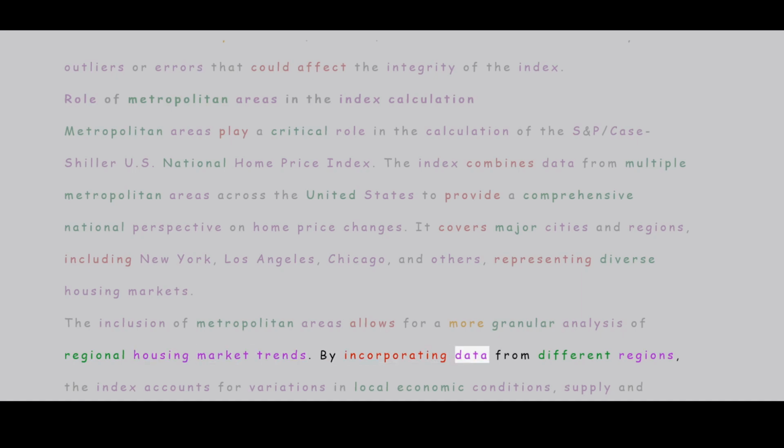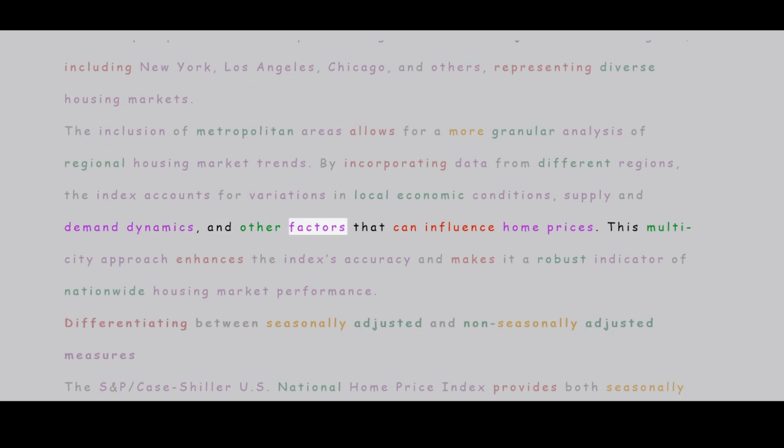By incorporating data from different regions, the index accounts for variations in local economic conditions, supply and demand dynamics, and other factors that can influence home prices. This multi-city approach enhances the index's accuracy and makes it a robust indicator of nationwide housing market performance. Differentiating between seasonally adjusted and non-seasonally adjusted measures.